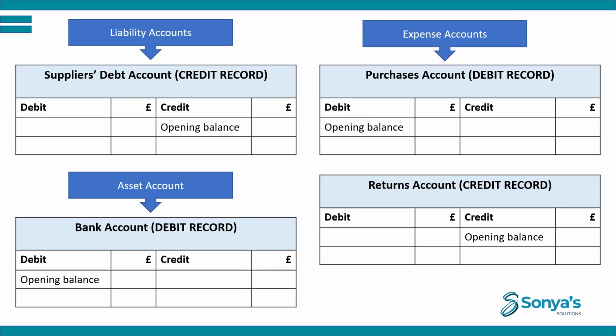Before we do more questions, let's remind ourselves that the supplier's debt account is a liability account, a credit record with an opening balance on the credit side. We assume there's money in the bank, so the asset of cash is recorded on the debit side of the bank account. Purchases are an expense, a debit record with an opening balance on the debit side. The purchase returns account provides the credit side of the purchases account, so the opening balance will be on the credit side.